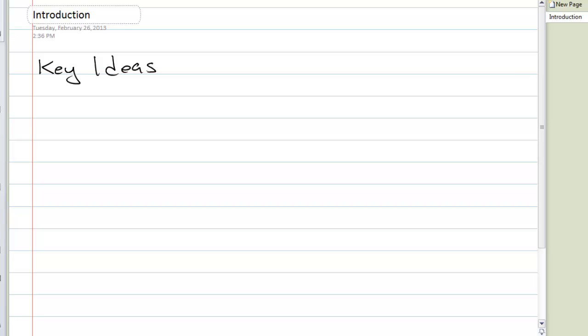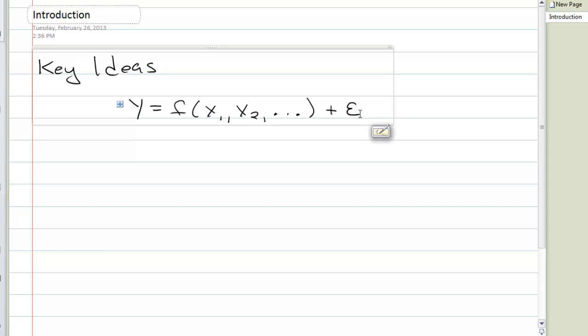The first key idea is that we have a random variable, I'm going to use a capital letter Y. In this case, what's different from hypothesis testing is we didn't have any other variables. Now we'll have some other variables which are not random. I'll call them x1, x2, and I'll use the dots to indicate that there could be more than just two. And it's a probabilistic model. Y is random, so I'm going to put an error term on the end. So again, Y is a random variable. The x's are not, but Y depends on them. And then we have an error term.